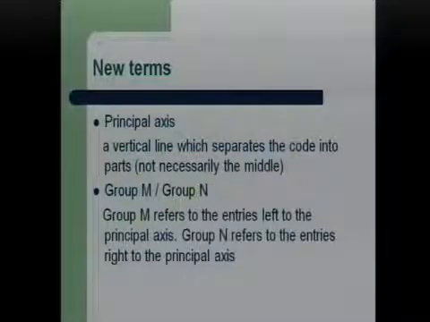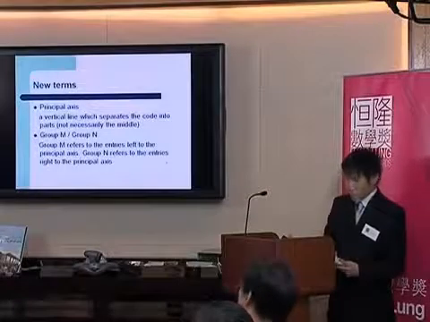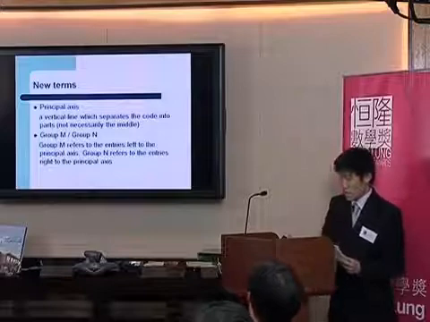After finishing the ordinary game, we come to the general game. Here, we introduce one more new concept, principal axis. It is a vertical line which separates the code into Group M and Group N. However, as the code length can be greater than 4, the principal axis may not necessarily be placed in the middle.